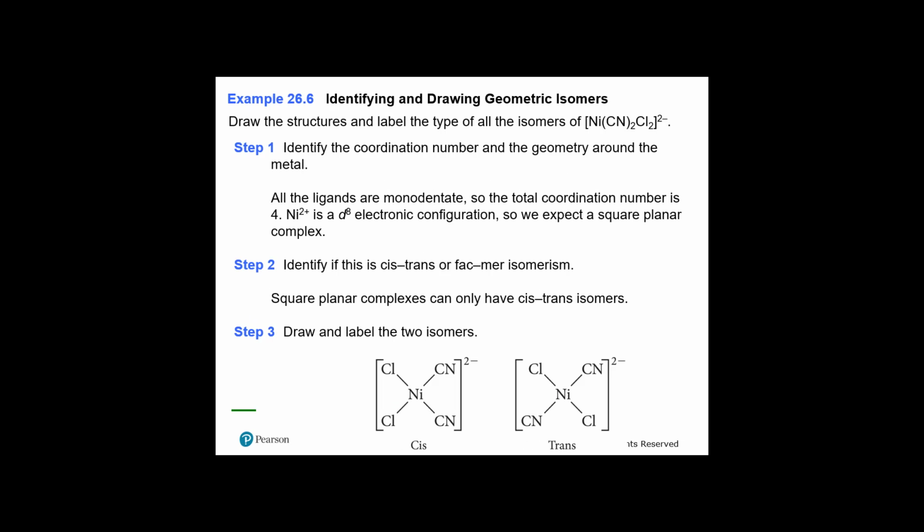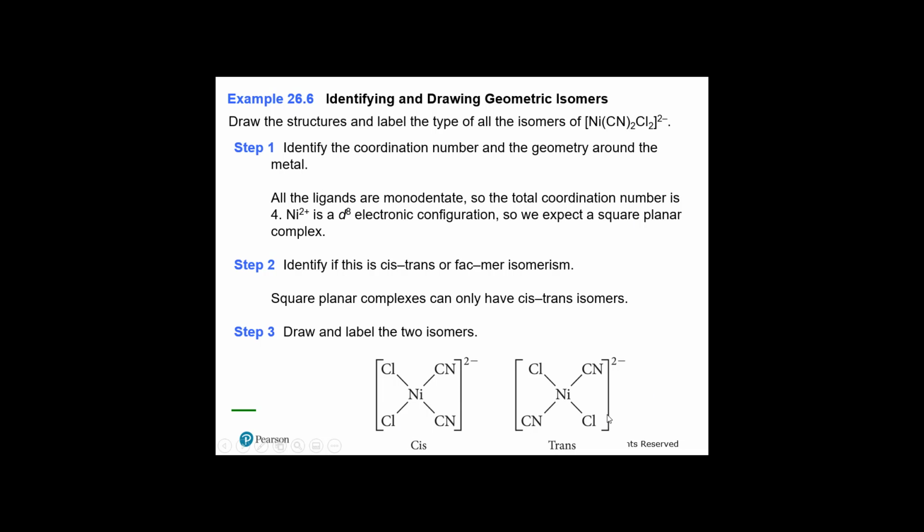Okay, so draw the structures, and here's another one. Let's go through it the same way. You need to understand if you're looking at something that is monodentate. This is going to be a square planar because we have 4. This is a coordination number of 4. This is d8, and d8 tends to be square planar. So you're looking at it here.